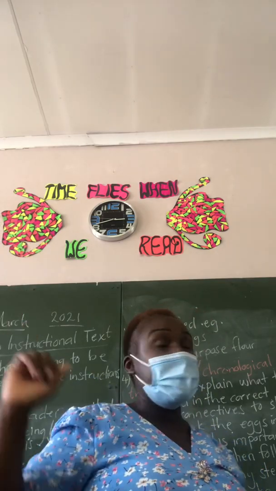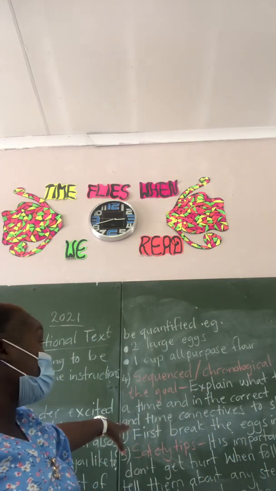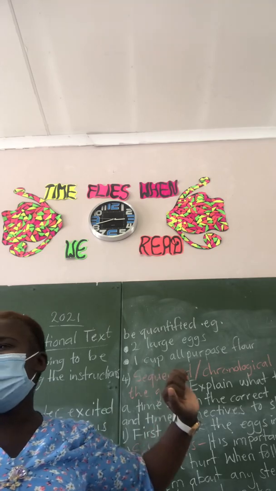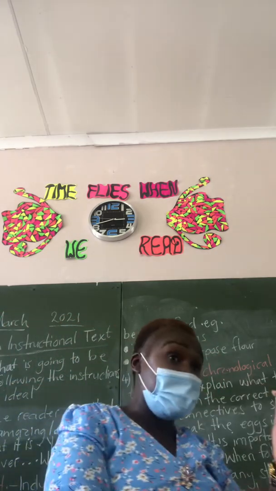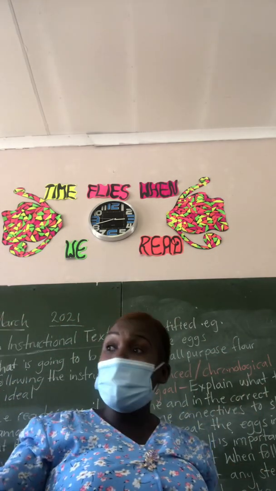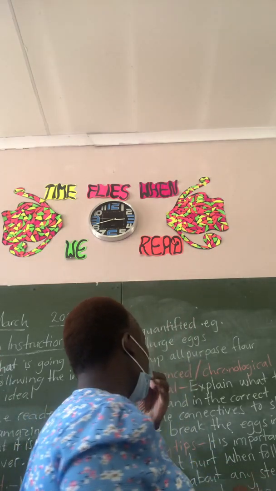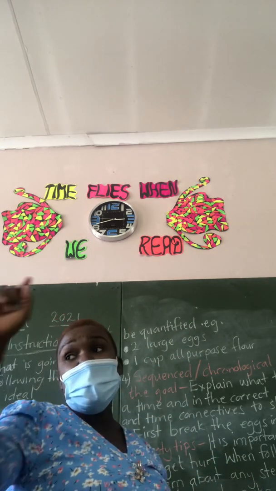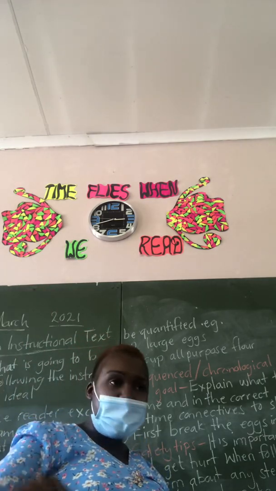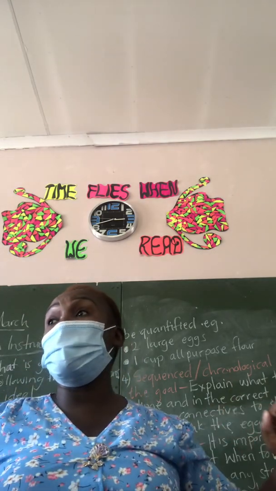You don't choose to begin with what should be at the end and then you put it at the top. No. And for you to maintain this chronology like I've written there, I want you to use numbers and I want you to use time connectives. Are we together? This is where, for example, you say number 1, first break the eggs in an empty bowl, right? Let's say we are baking a cake.